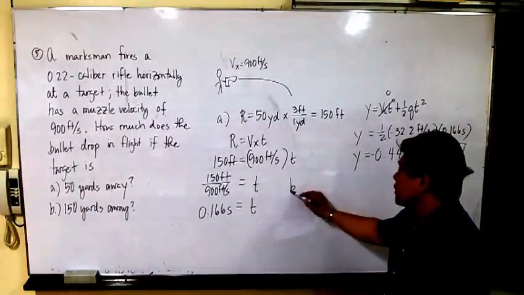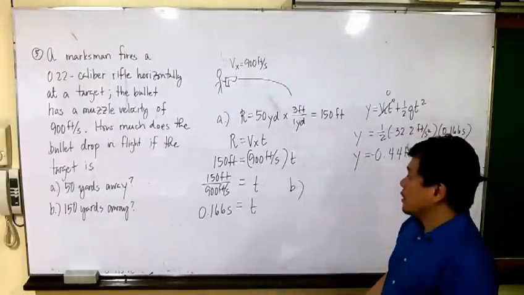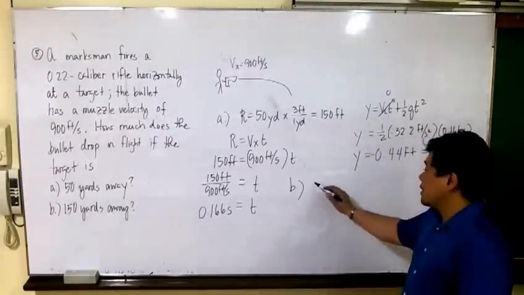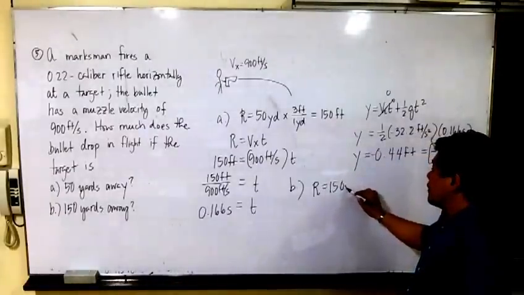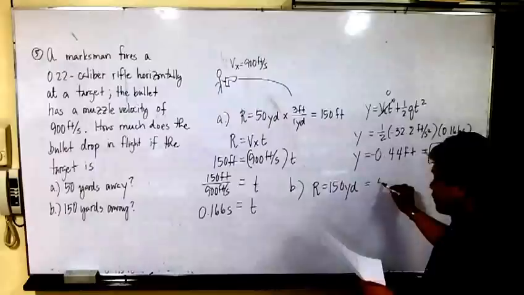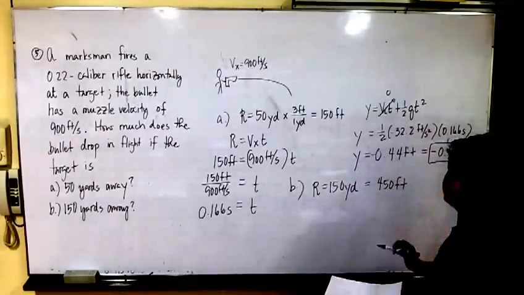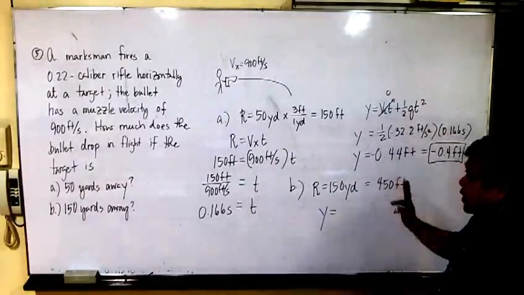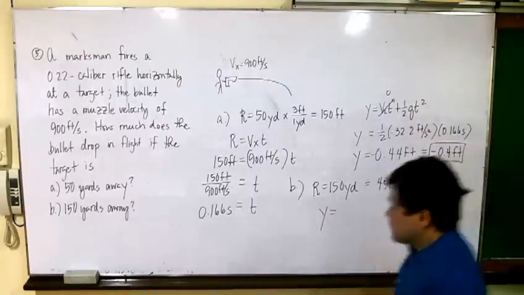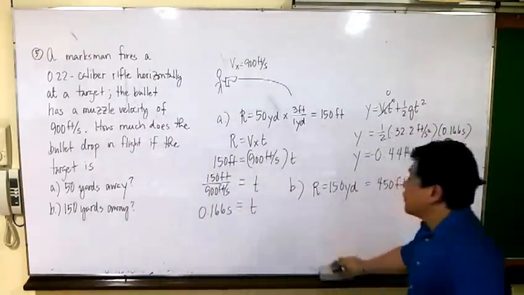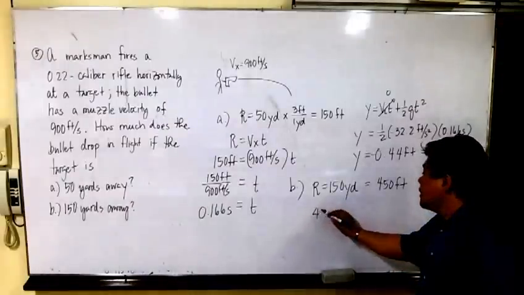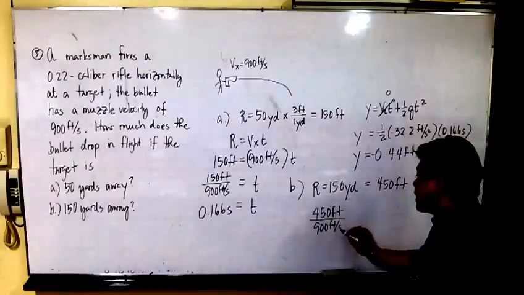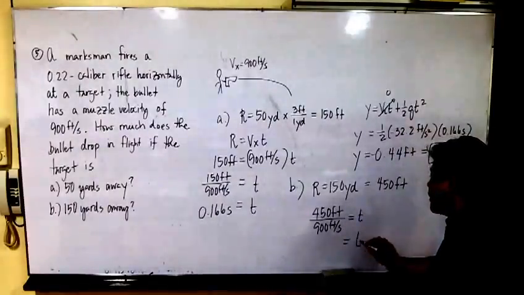In letter B, you will just have to repeat the solution, and this time around, we have to use 150 yards. Now, 150 yards is equivalent to how many feet? That would be equivalent to 450 feet. So for y, using the equation again, first we have to compute for the time of flight. 450 feet divided by 900 feet per second, you will get the time of flight.